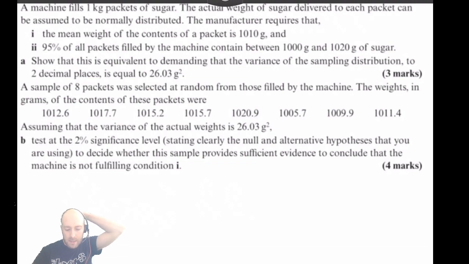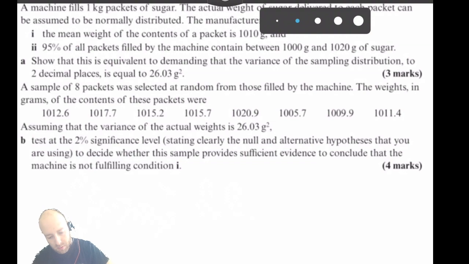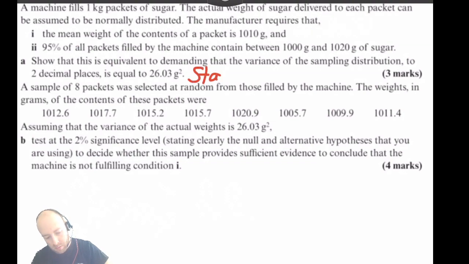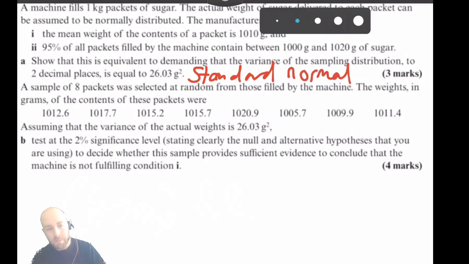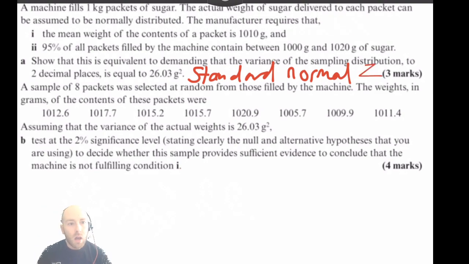Cool, so that's going to be using a Z distribution. So that's the standard normal. Let's put Z as well. Then we've got a sample of 8 packets selected at random from those filled by the machine. Those are the weights. Assuming the variance is what they said just now, test at the 2% significance level whether condition 1 is met by the machine. So then we've got a normal hypothesis test.